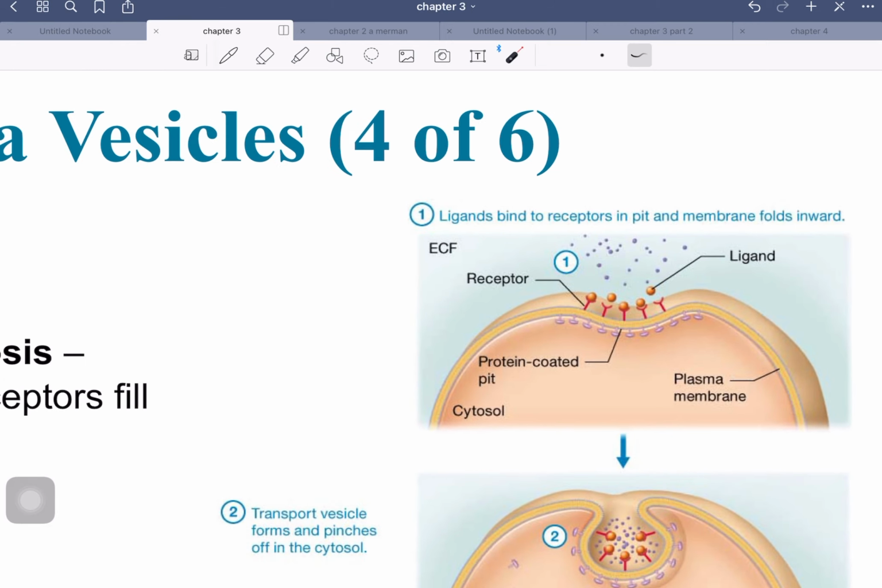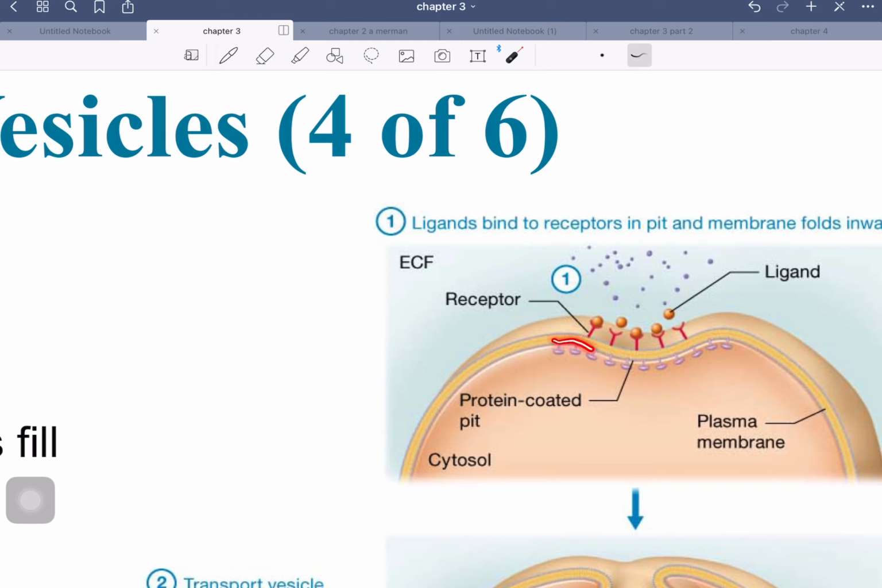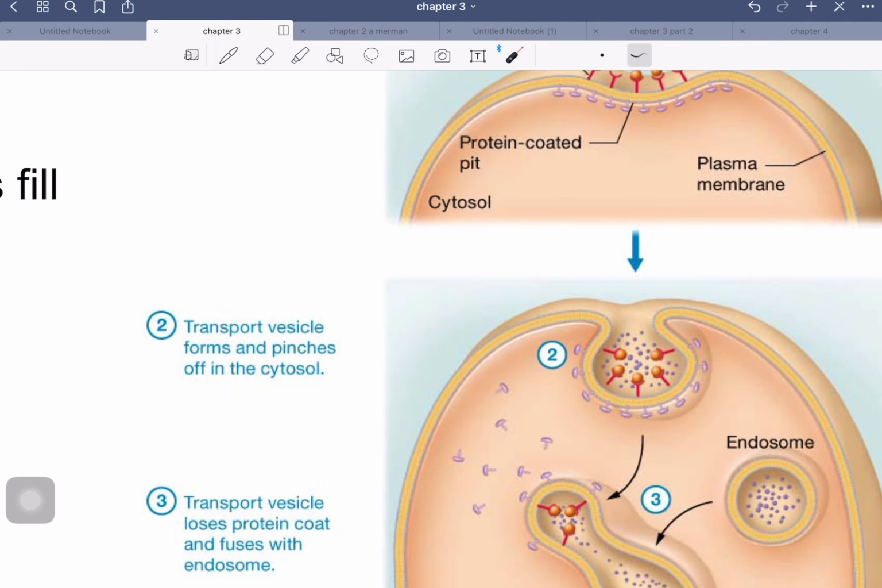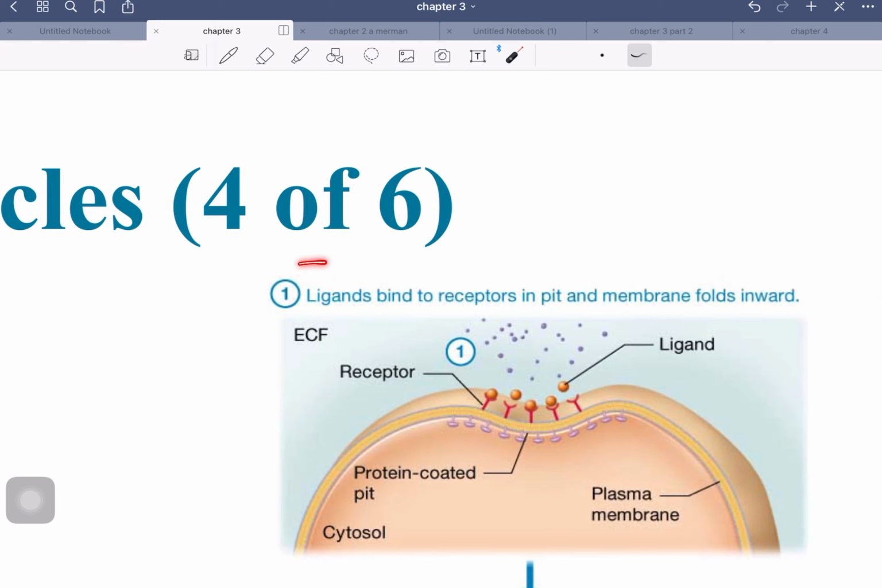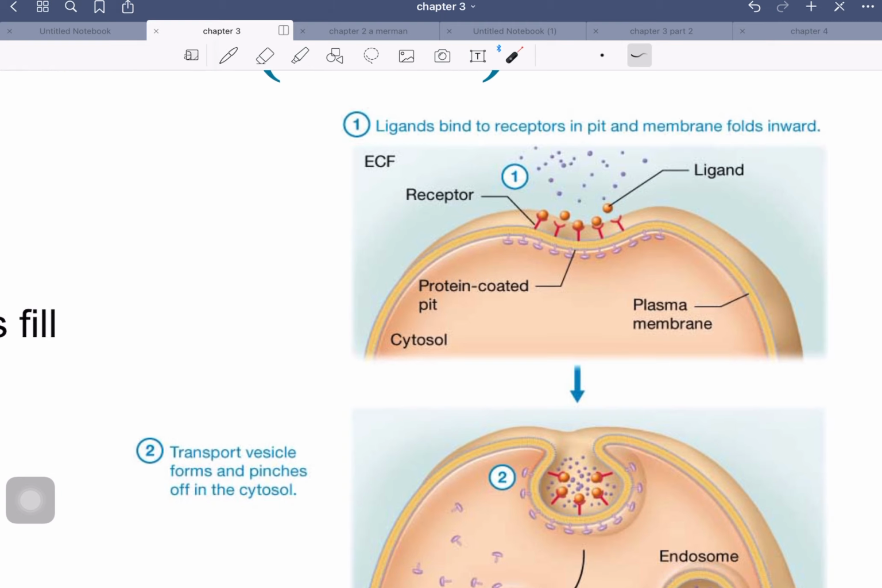And we can see what happens is we have the membrane, and on the inside we have those protein-coated areas, and we call this a protein-coated pit. And then we have receptors. So when the right material comes and binds onto it, remember, something that binds on is called a ligand. If the right ligand binds on, this is the signal for the vesicle to form. So the ligands bind to the receptors in the pit, and the membrane starts to fold inwards.